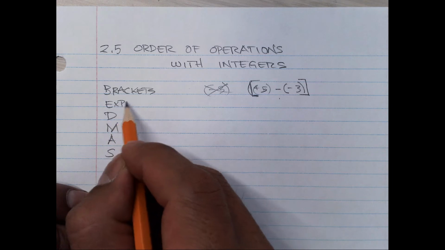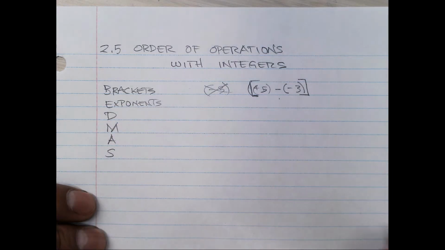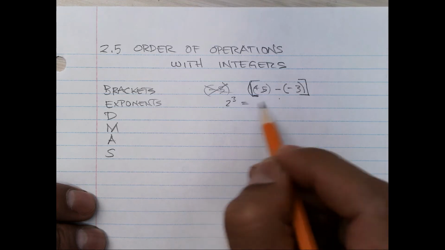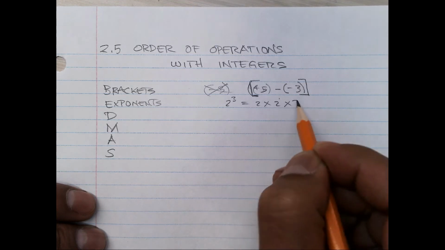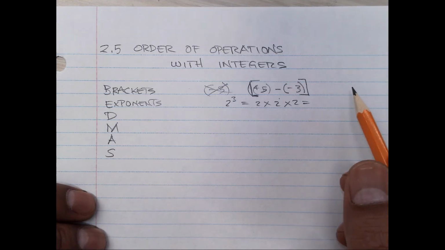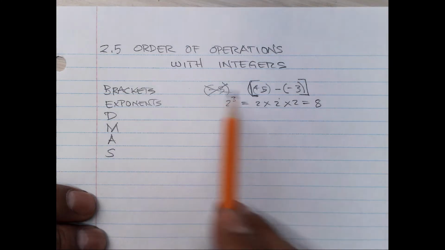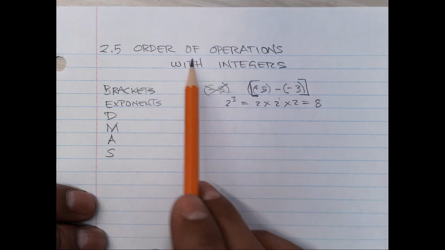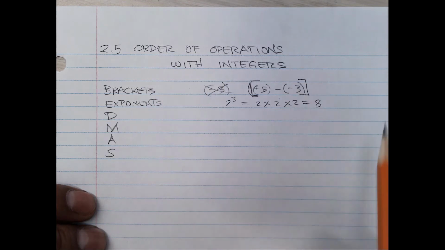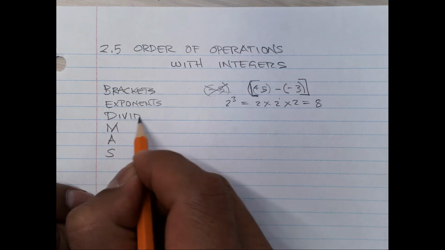E stands for exponents. So if you see any exponents, then you do that first. An example of exponents, let's say, is 2 to the 3, which is equal to 2 times 2 times 2, in case you're not sure yet what exponents are. And so this would be equal to 8. In this section, we don't really have any exponents, so we'll deal with that a little bit later.